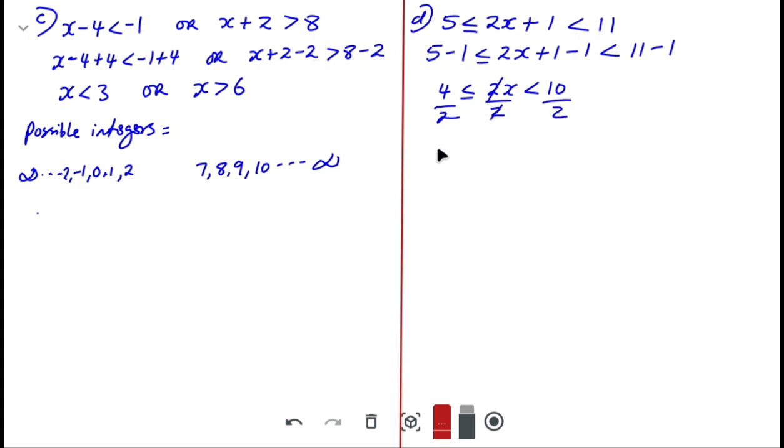So we have 2 less than or equals to x less than 5. So our answer is x is greater than or equals to 2 and less than 5.